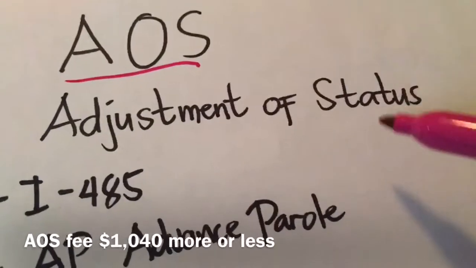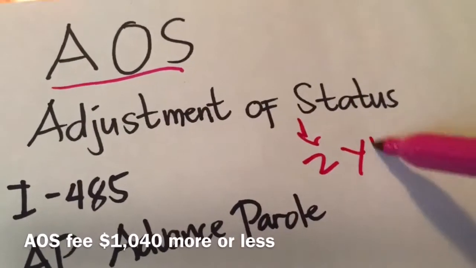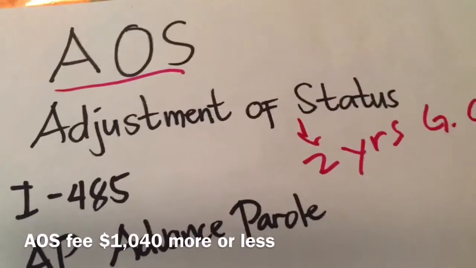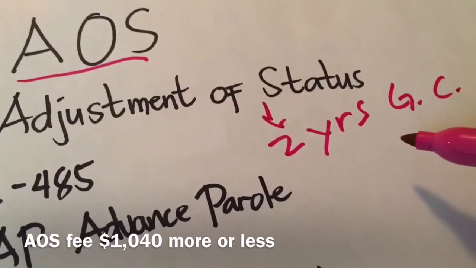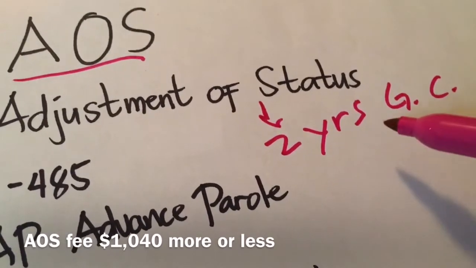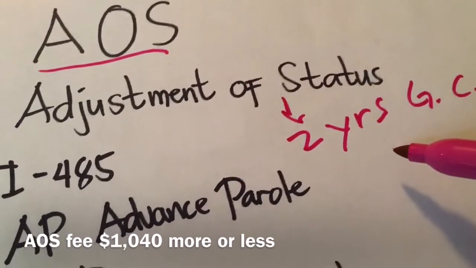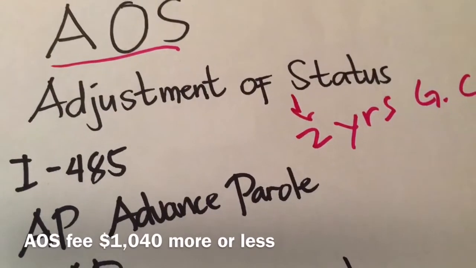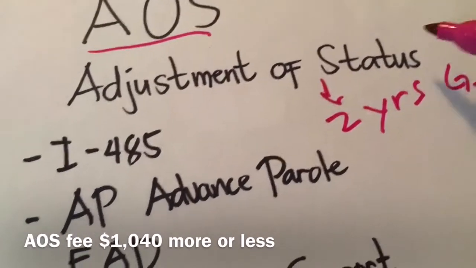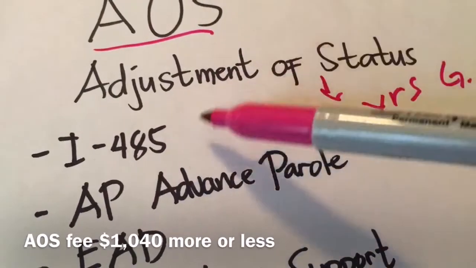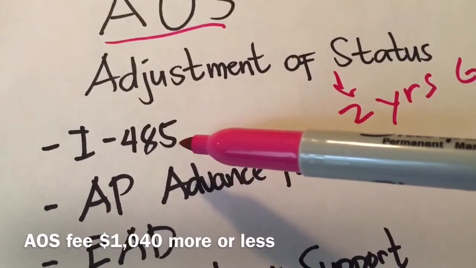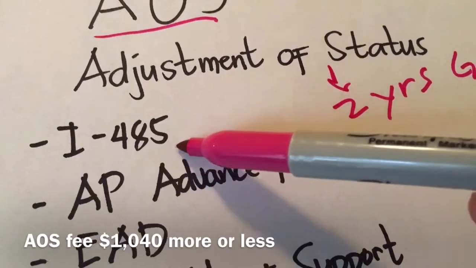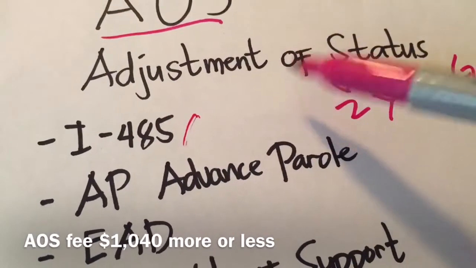It gives you a 2 years green card, 2 years as a legal resident of the USA. So what are the forms needed? Among them is the form I-485 for adjustment of status.